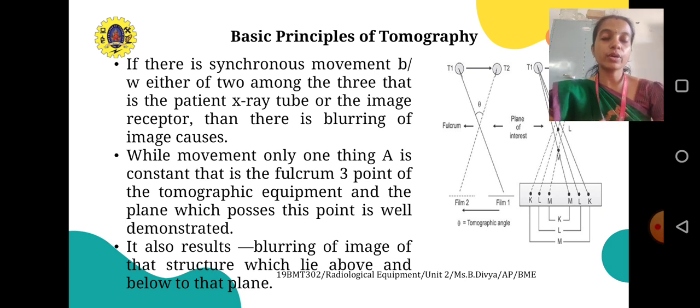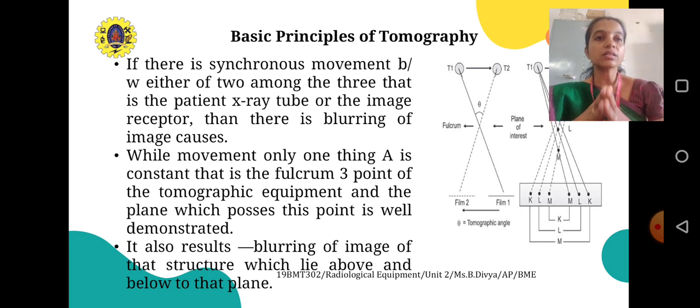In this video, we are going to see about the basic principles of tomography. In the previous videos, we have seen about the history, the need for tomography and the introduction. Here we are going to see about the basic principle of tomography. What is the basic principle?